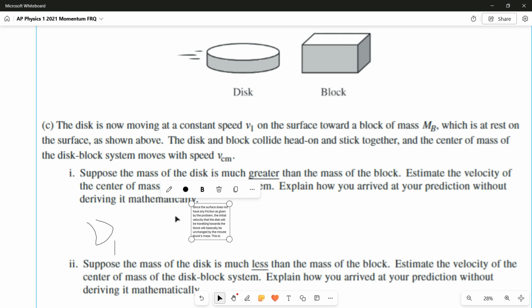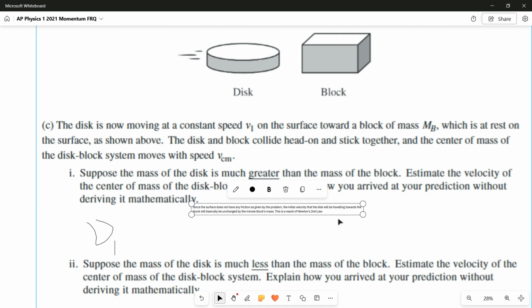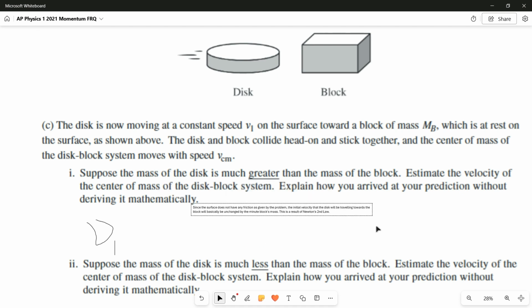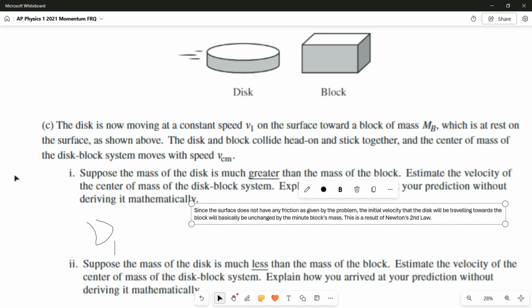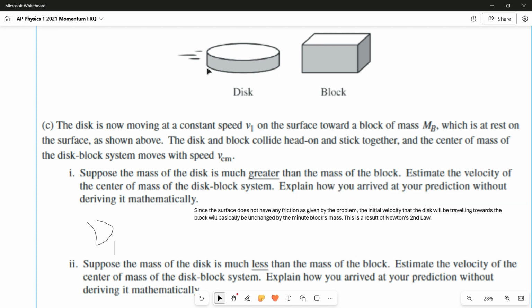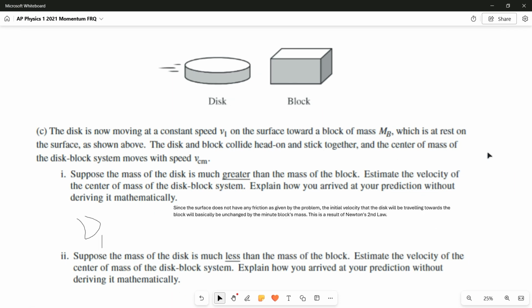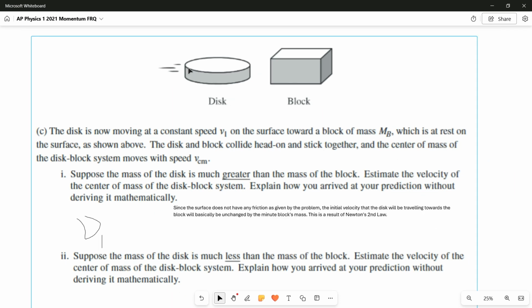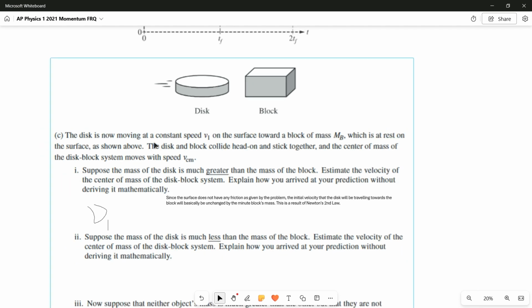This is a result of Newton's second law, where, while according to Newton's third law both masses actually experience the same force, because the disk is much more massive and has much more inertia than the block, its acceleration would be much less, and thus its velocity or its speed will change much less. So that's why its speed will be v1.